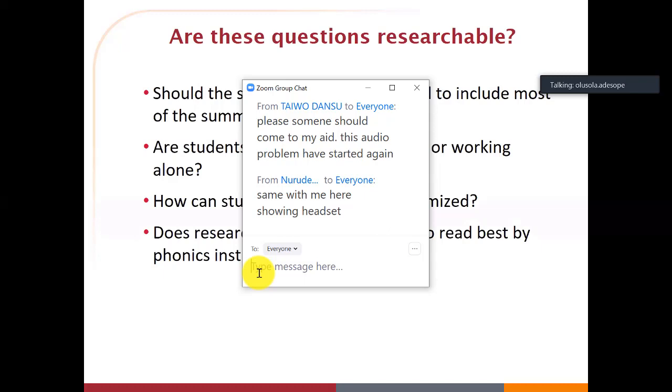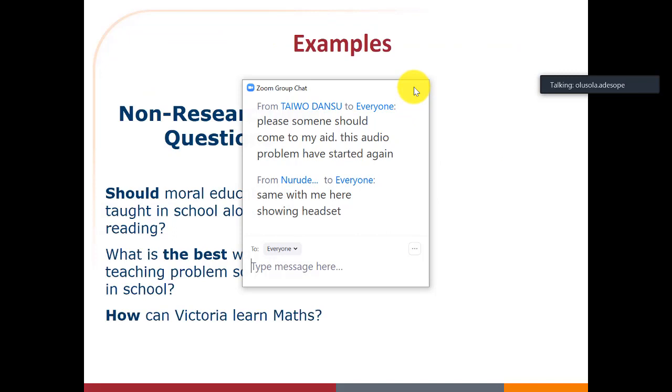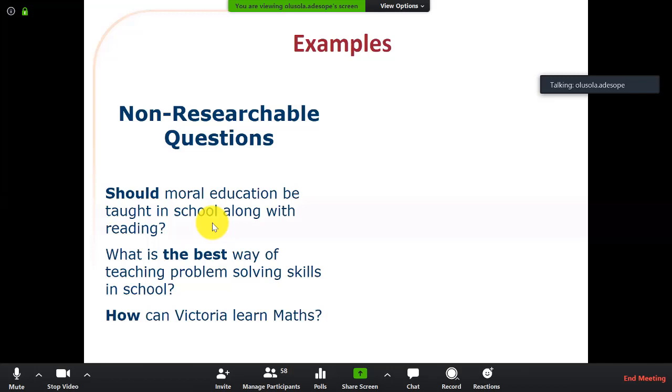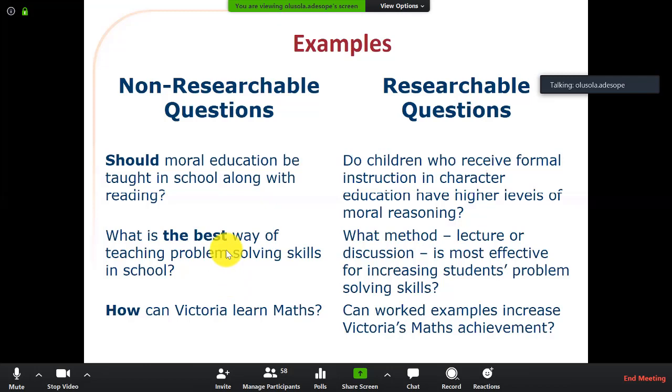So some other examples, these are what I would call non-researchable questions. Should moral education be taught in school along with reading? What is the best way of teaching problem-solving skills? And so on and so forth. But look at "should" and "the best." But then let's go to researchable questions. You can change that issue to: do children who receive formal instruction in character education have higher levels of moral reasoning? That is, you can explore that. You can manipulate that, so to say.